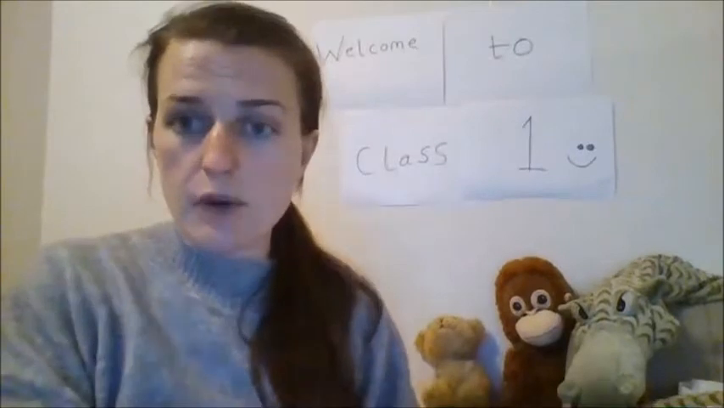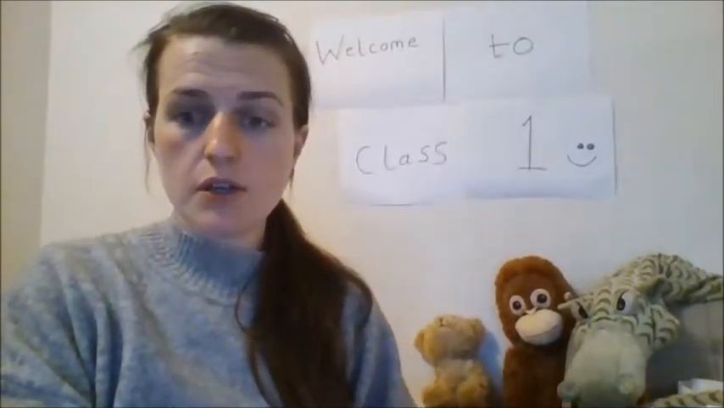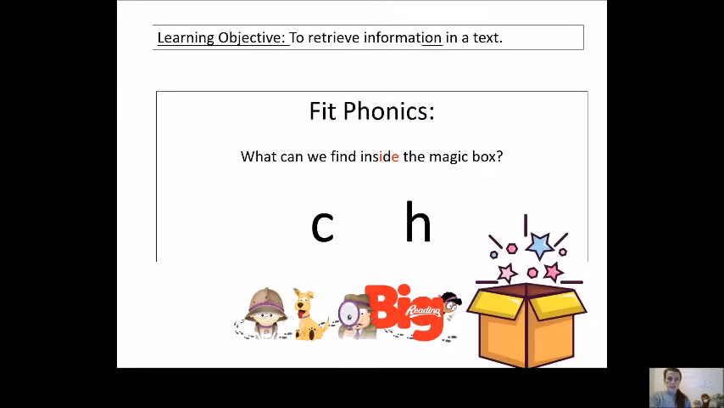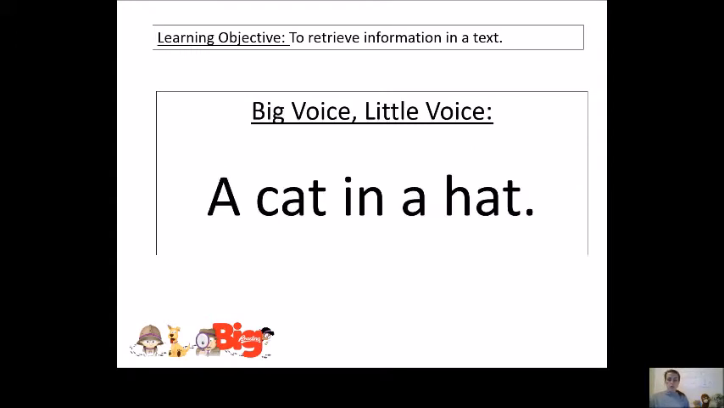Now, let's go back to our PowerPoint and we will discuss what we are doing next. So we have found our cat and our hat words. Now, does everyone remember Rex? Rex the retriever. Rex helps us use our retrieving eye to help us find and retrieve the information from our piece of text. So let's have a look at what our piece of text is going to be.